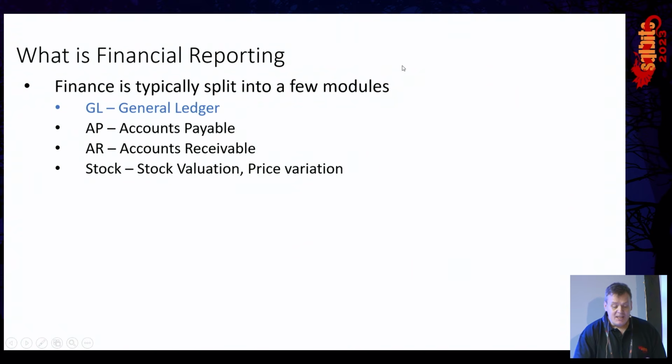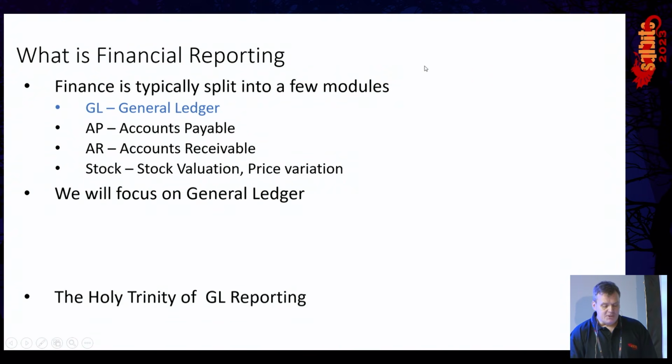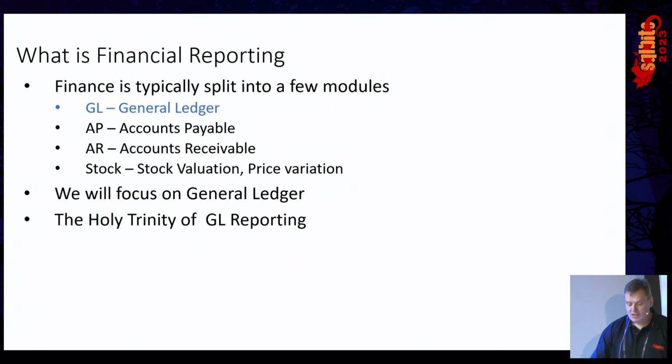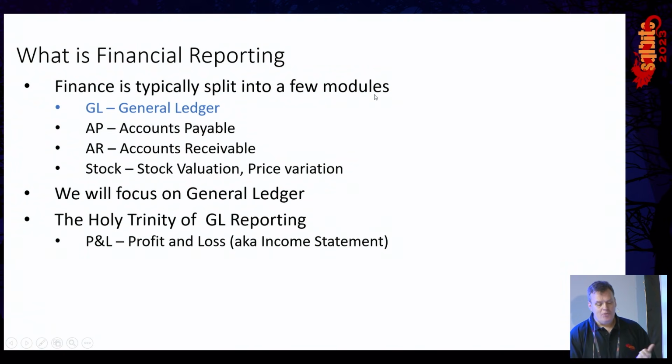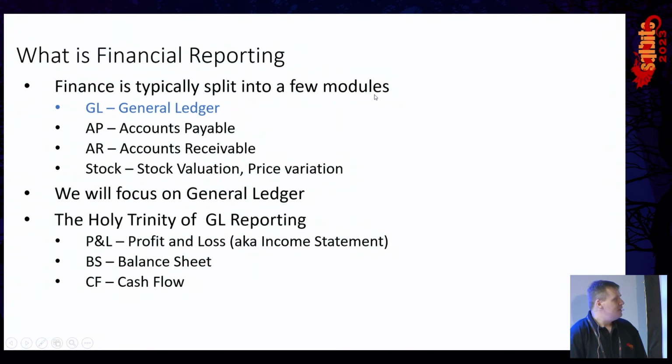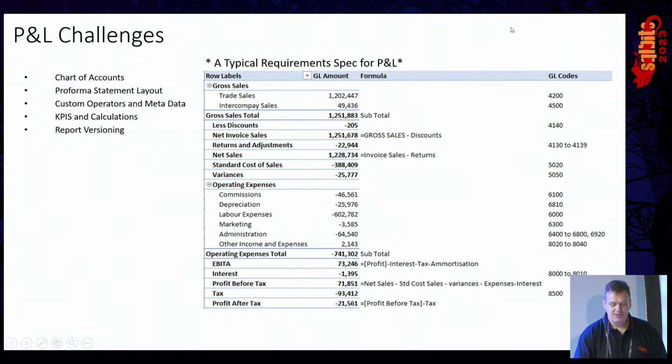Typically, your finance data will come in a number of modules that can be exported from your ERP. Hopefully, you might have a general ledger, AP, AR, stock, and lots of other modules depending on the size of the ERP. The one that we're most interested in is the general ledger. From the general ledger, we get what I call the holy trinity of reporting: your profit and loss, balance sheet, and ultimately your cash flow. If you can get those three core financial reports in front of your finance team, they're quite happy, and you can then work on other things from there.